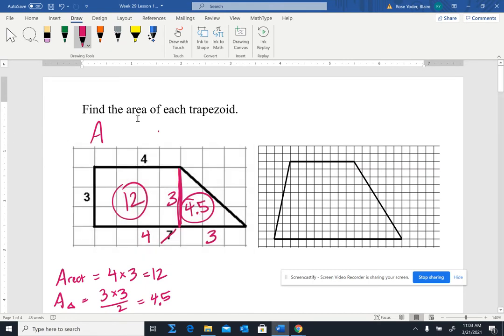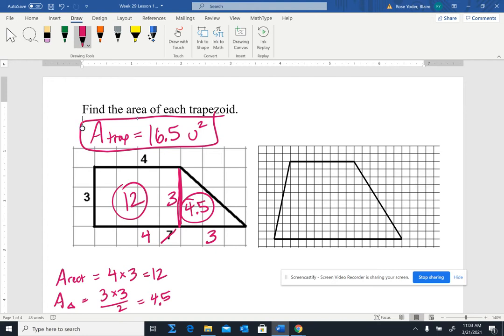It's not wanting to write that down for some reason. All right, the area of the trapezoid is 12 plus 4.5, so 16.5 square units. 16.5 squares fill up that trapezoid. What about the second one? It's not quite as easy to just see what to split it up into.